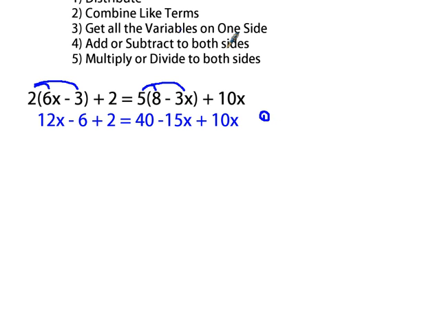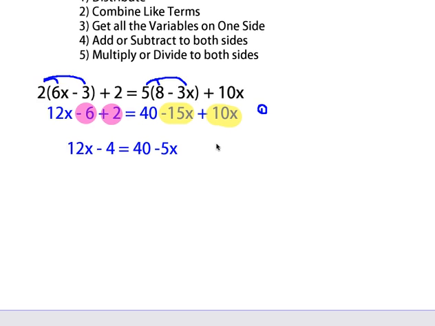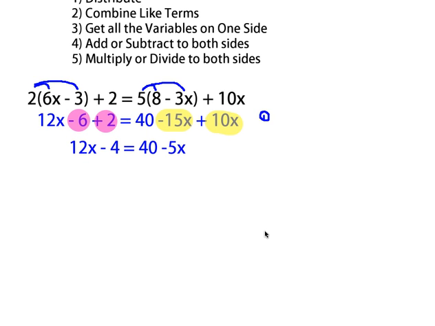Let's do step 2. Combine like terms. Where are my like terms? Well, I have a negative 6 and a 2, and I have a 15x and a 10x. So that's going to give me a 12x, negative 6 plus 2 is simply a minus 4, is equal to 40 minus 15x plus 10x is just a minus 5x. You can see that my equation is getting simpler, but all I really needed to do there was step 2.